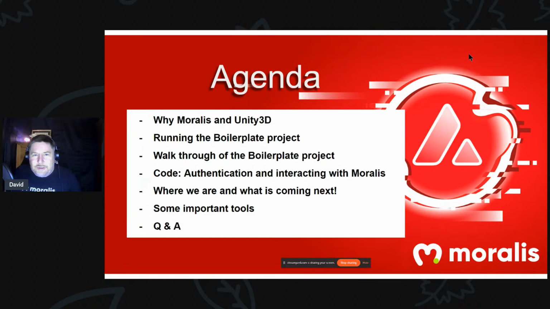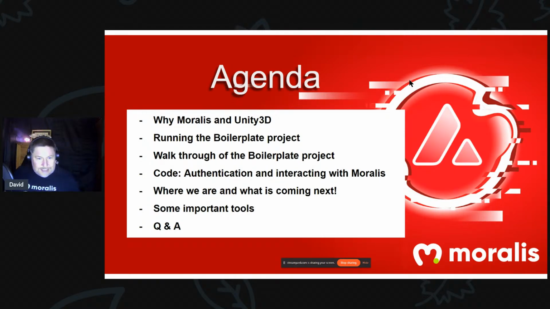So today what I want to do is to go through why use Moralis to work with Unity 3D. Then we're going to look at the boilerplate project and dig into that, look at some of the code that interacts with Moralis from Unity. We may look a little bit at some of the Unity objects and how they interact with each other. And then I want to get into where we are at this point and where we're going and how that can help you. Go over some tools that can make your game development easier, and then we'll have some time for questions and answers. So let's just get into it.